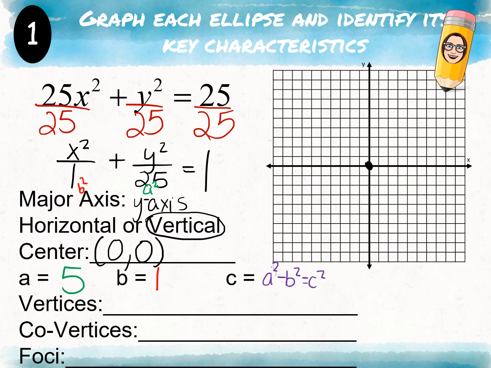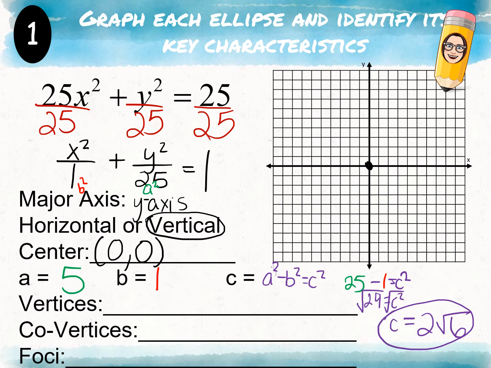A squared is 25. We're going to subtract B squared, which is 1, and that's going to be equal to c squared. So if I think about this, I'm going to have 24 equals c squared. I'm going to have to square root both sides to get my c value. Square root of 24 breaks down 4 and 6, so c is 2 square root of 6. If you need help reducing radicals, see another video, okay? So my c value is 2 square root of 6.